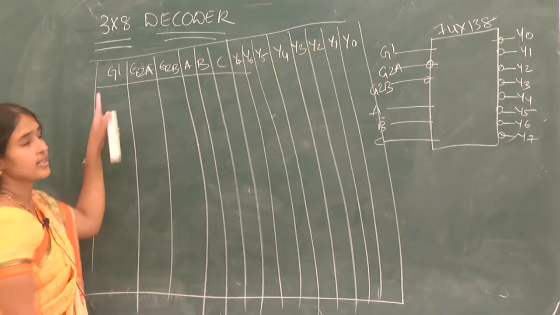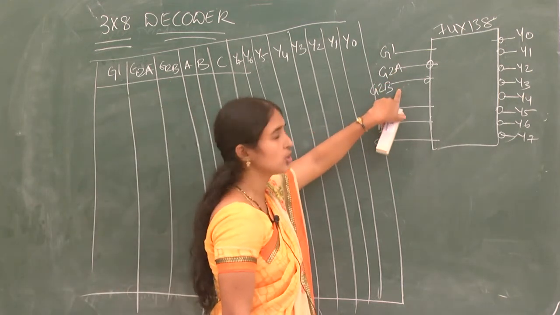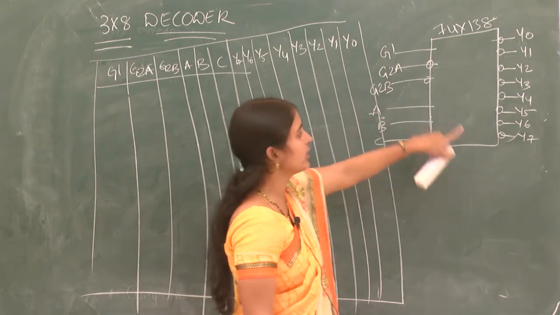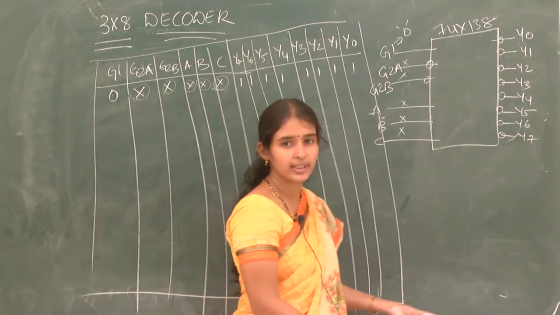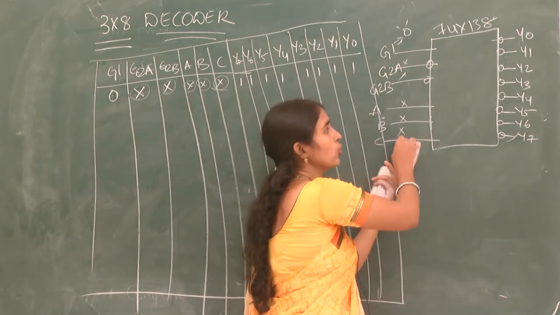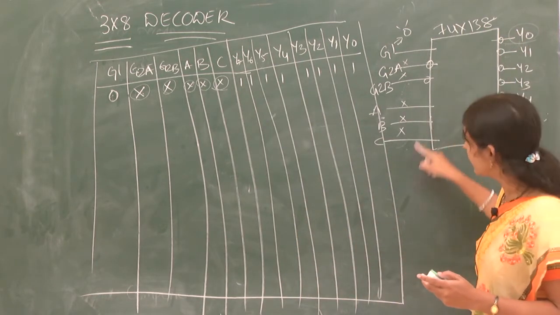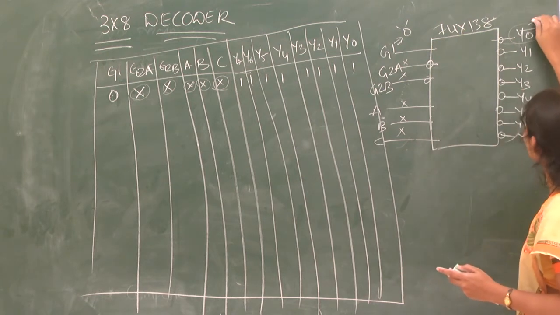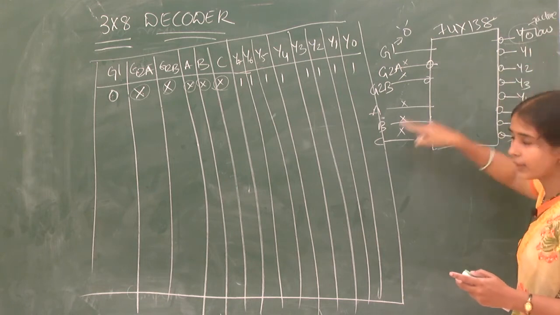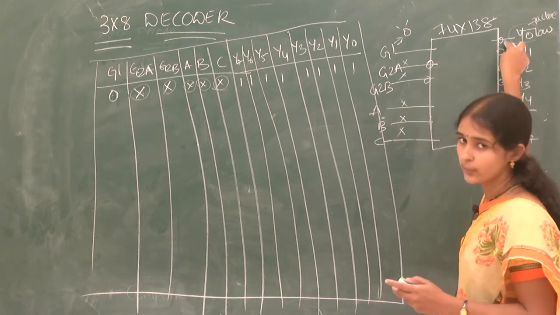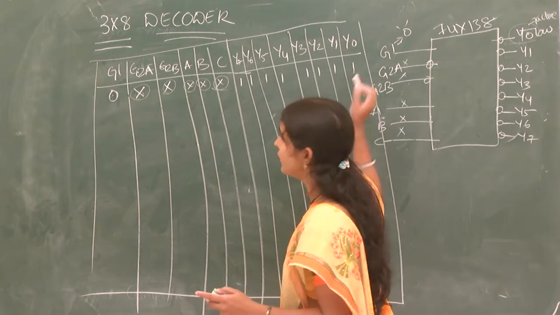Again, see here: G1, G2A and G2B represent your active low signals, and all these outputs also represent active low signals. What the 3-to-8 decoder tells us is that if you give one input, only one output will be high. What about active low signals? If you give one input, only one output should be in active low state, depending upon your input. But if you see here, irrespective of your inputs, all will be 1.